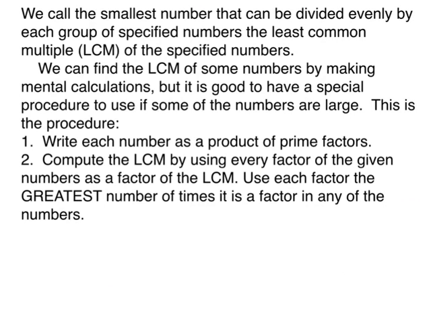Number 1, write each number as a product of prime factors. You've been doing that for a long time. And then 2, compute the LCM by using every factor of the given numbers as a factor of the LCM. Now you have to use every different factor at least one time, and you use each one the greatest number of times that it's a factor in any of the numbers.